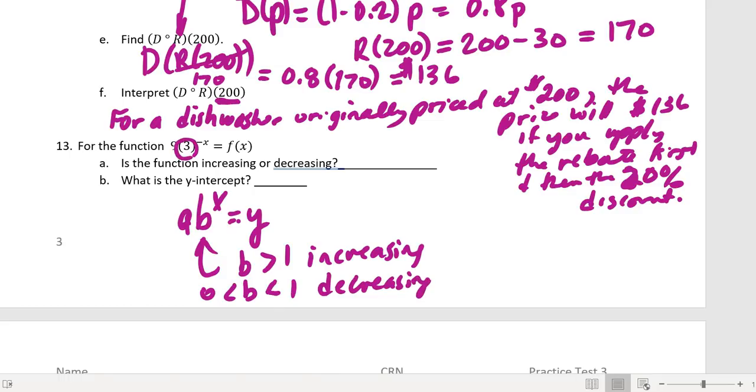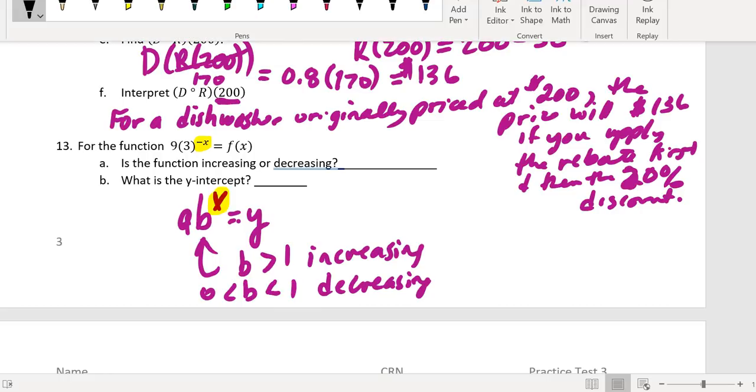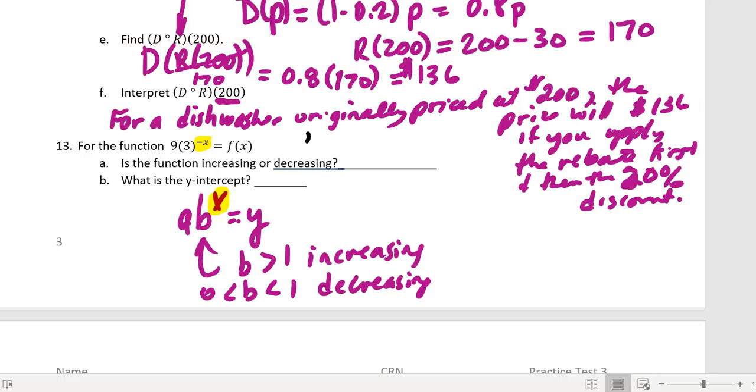Oh, wait, this is a tricky one because my problem says my exponent is negative x, but an exponential has a positive x when we're using these descriptions of b. So I need to make this be a positive x. To make an exponent positive, I move the base. So this could be rewritten as 9 times 1 over 3 to the x. Now we're going to look at our b, and our b is 1/3, which is between 0 and 1, so it is decreasing.